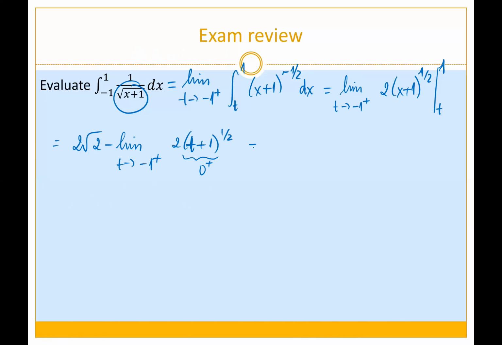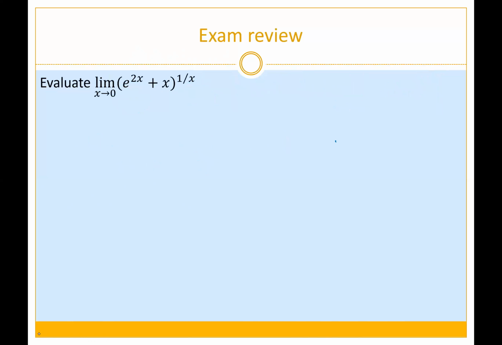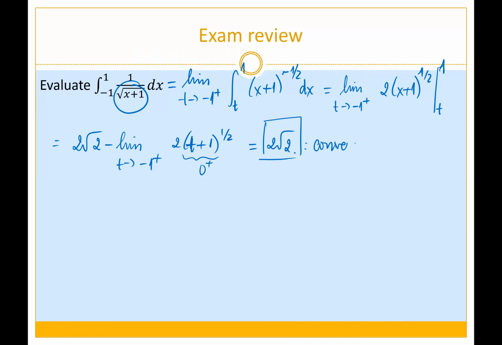So what it's giving you is going to be just 2 square root of 2, because limit 2 times 0 to the half, so square root of 0 plus, it's just going to the entire thing as t approaching -1 plus. This thing is going closer to 0. So the entire thing is just 0. So you keep that 2 square root of 2. And so this is our answer: it's convergent, and the integral converges to 2 square root of 2.